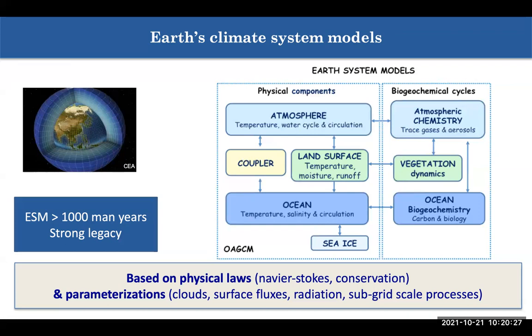They are based on physical laws, so Navier-Stokes conservation laws, and they include parametrizations for the parts that are not resolved explicitly, so where we do not necessarily have equations that we can solve, like the clouds, the surface fluxes, radiation, subgrid scale processes that are parameterized according to their spatial resolution.